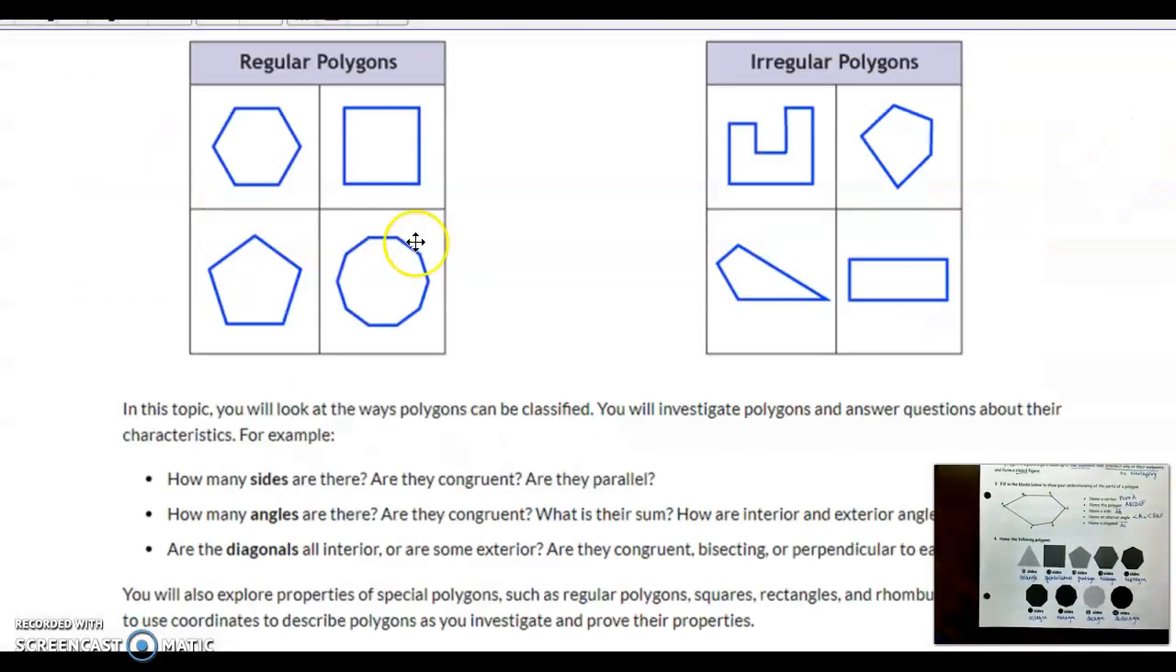All right, so in this topic, we're going to be looking at how to classify polygons. And so to do so, there's going to be lots of things, all characteristics that we're going to be looking at. So for example, we're going to be looking at how many sides they have. And are those sides congruent or are they parallel? How many angles are there? Are any of them congruent? What is their sum? How are the interior angles and exterior angles related to each other? Looking at the diagonals, are they all interior or are some of them exterior? Are the diagonals congruent? Do they bisect each other? Are they perpendicular to each other? So these are all things that we're going to be looking at in topic 17.